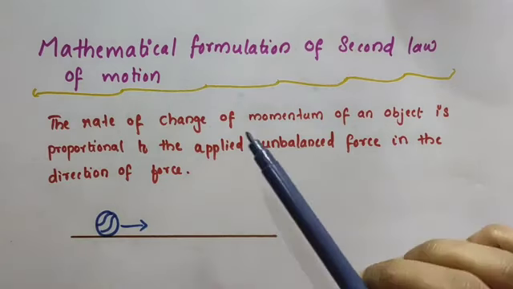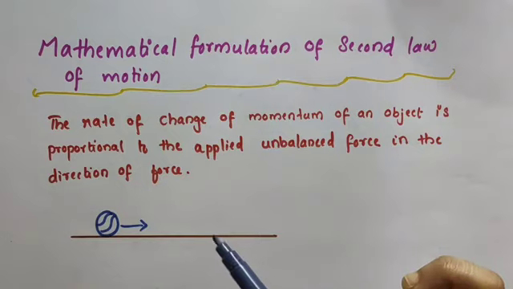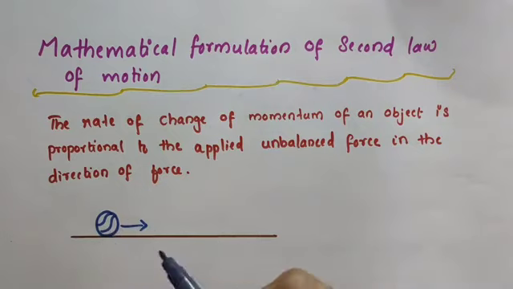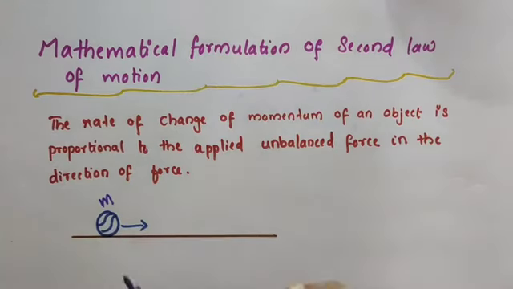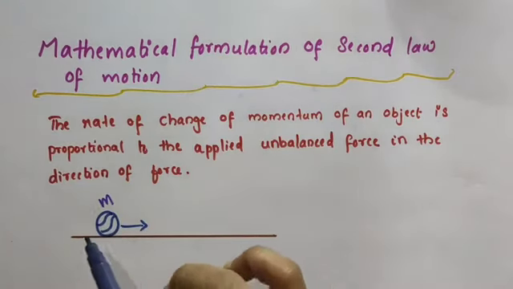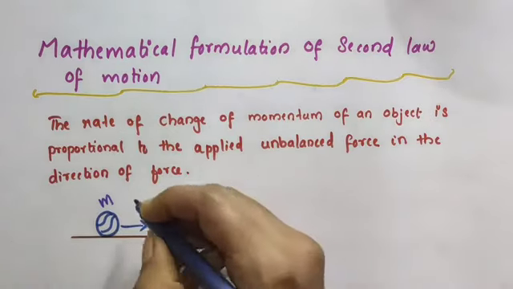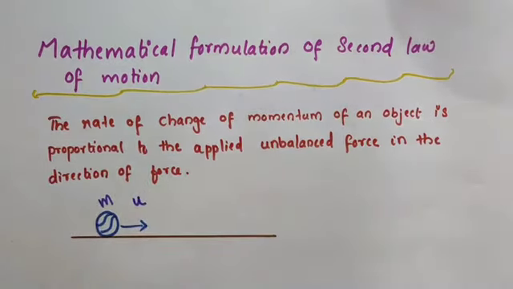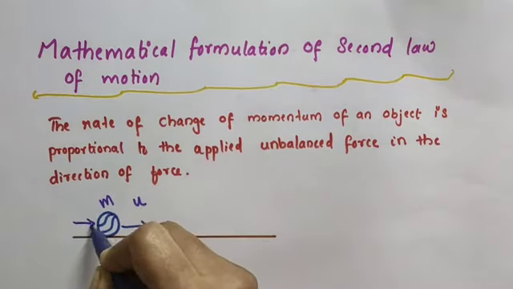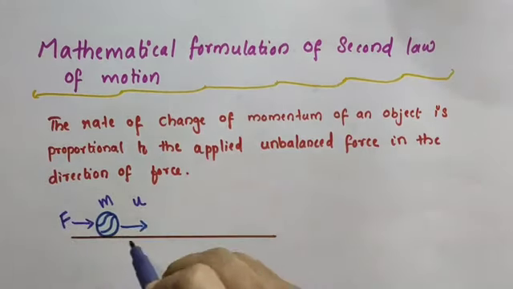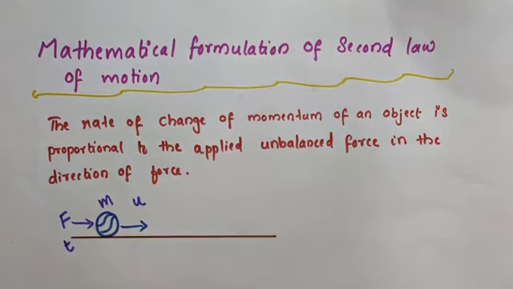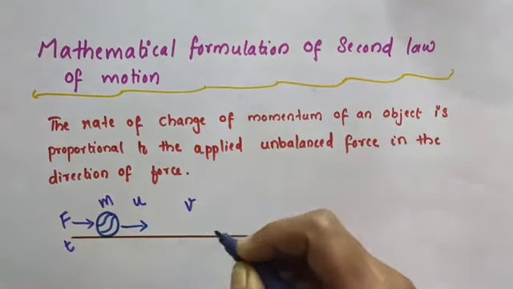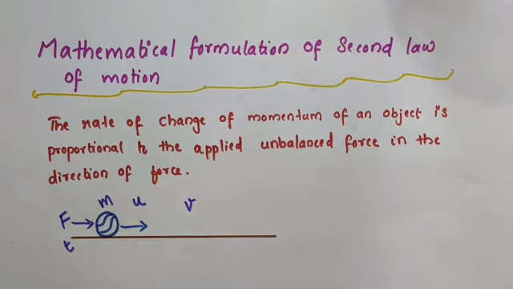Now, let us talk about the mathematical formulation of the second law of motion. Consider an object of mass m moving along a straight line. Let its initial velocity be u. When we apply a constant force F on this object throughout the time t, its velocity changes to another value v in time t.